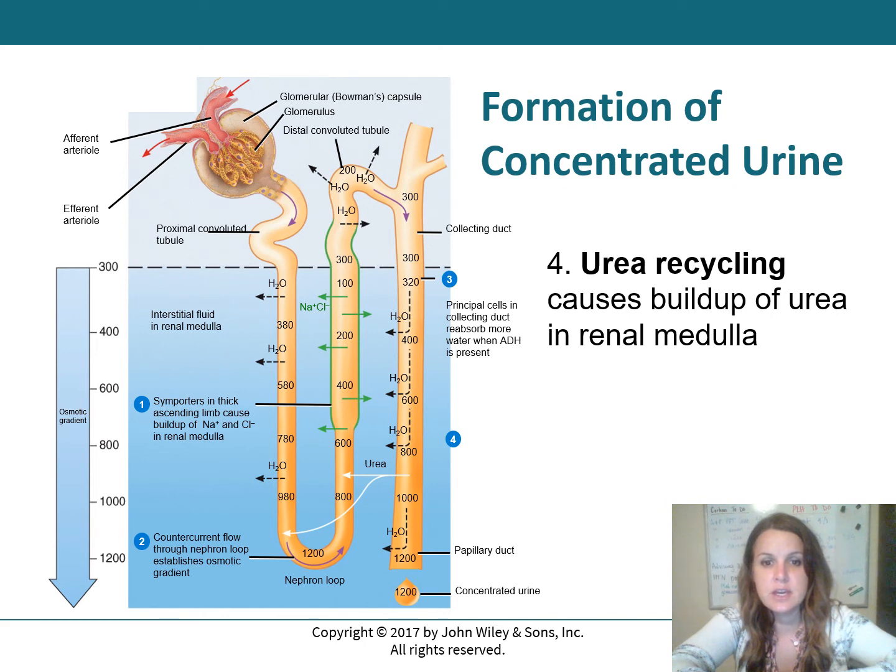Basically, urea is reabsorbed in the collecting duct and then secreted into the interstitial fluid and the loop of Henle. And this constant reabsorption and secretion process causes a concentration of urea in the interstitial fluid, and it causes water to be reabsorbed to try and dilute it, which means you're concentrating the urine more and more and more as you're going down that collecting duct.